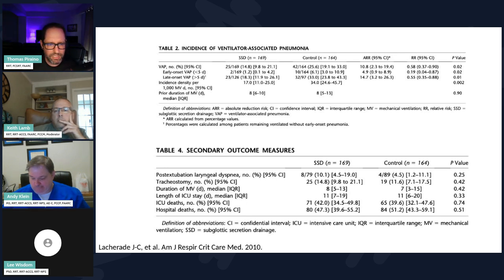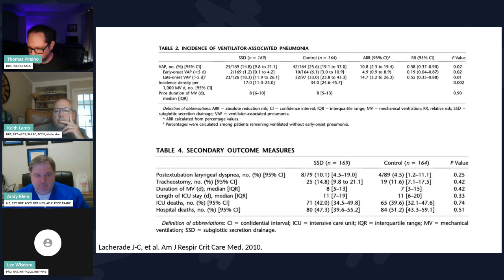And you can see tracheostomy, duration of mechanical ventilation, length of ICU stay, ICU deaths, hospital deaths. There was absolutely no difference between these groups. So despite reducing an infection by a significant amount, there seemed to be no difference in other clinical outcomes. So either there's a problem with diagnosing VAP properly, or these tubes clearly don't provide the outcomes that we were assuming would actually cause a reduction in cost by using these tubes with all patients.